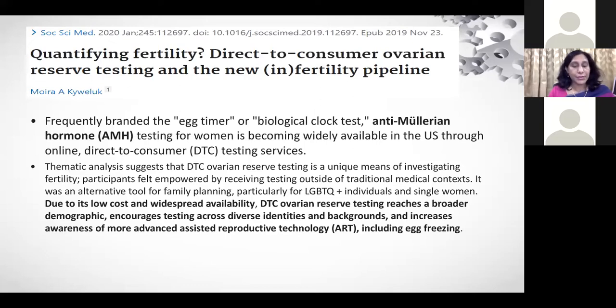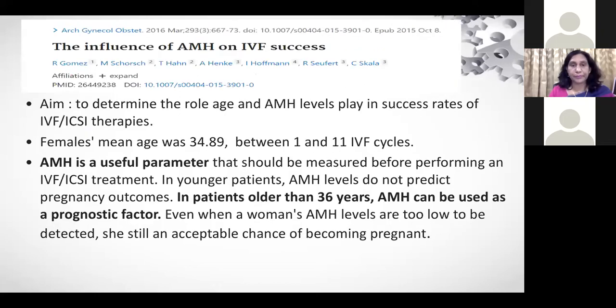And if it is reduced, then they can even come forward for options like egg freezing if they're not planning pregnancy. Now, the influence of AMH on IVF success. AMH is a useful parameter that should be measured before performing an IVF or ICSI. In younger patients, AMH does not predict pregnancy outcome, but in patients older than 36 years, AMH can be used as a prognostic factor. But for a woman, even if her AMH is very low, she still has an acceptable chance of becoming pregnant.